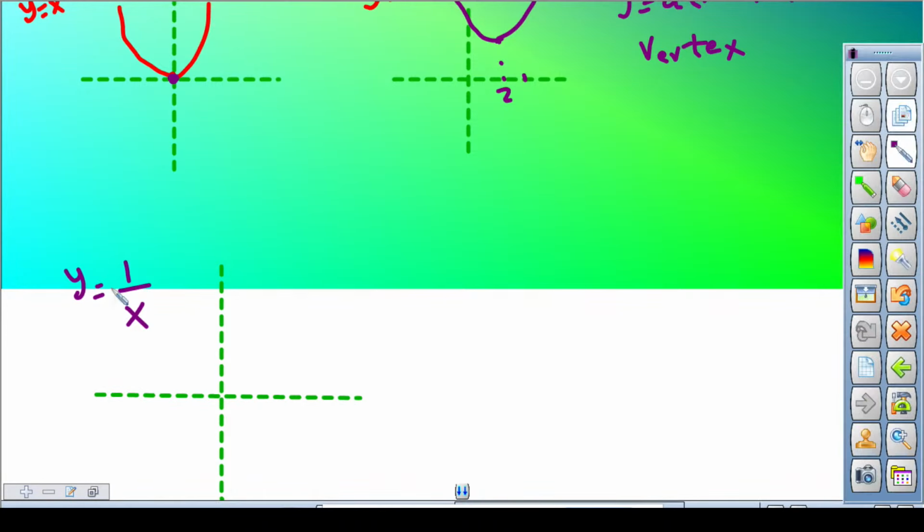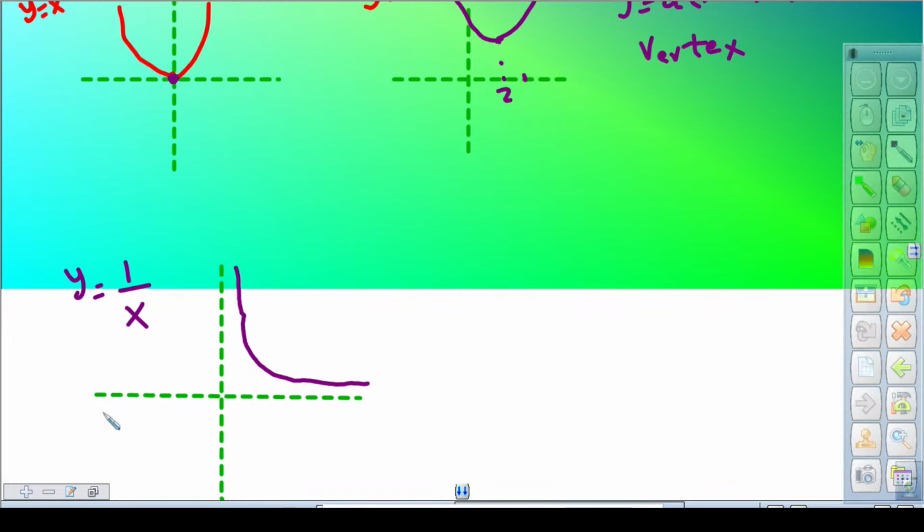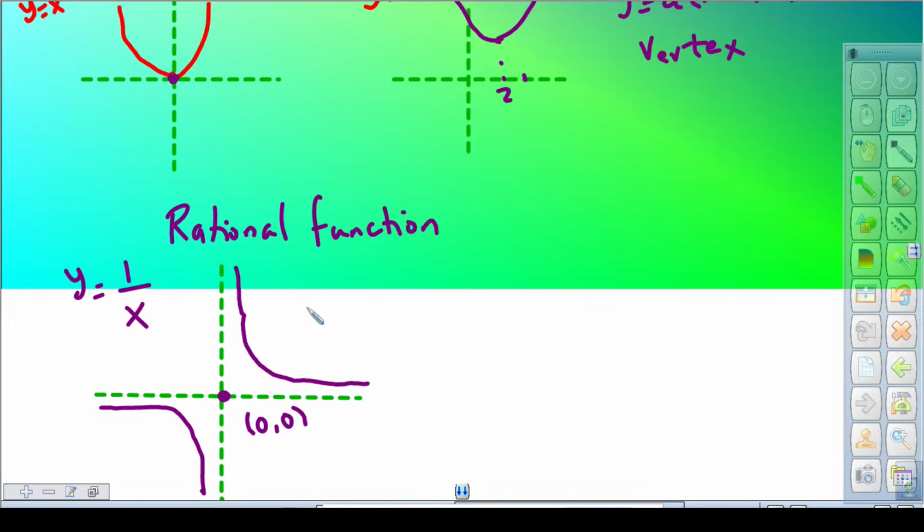And the thing you're going to find out is that when you actually graph it, it becomes like 2 curves. So it's not one curve connected, it's actually 2 curves that are disconnected. Okay? And the main point, the focal point I should say, is (0, 0). We're talking about the parent right now. This is the rational function. And it's graphed like this. Two separate curves that do not touch.